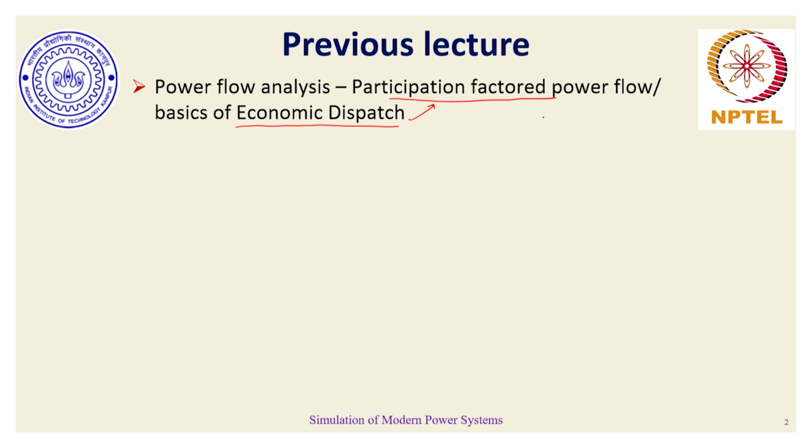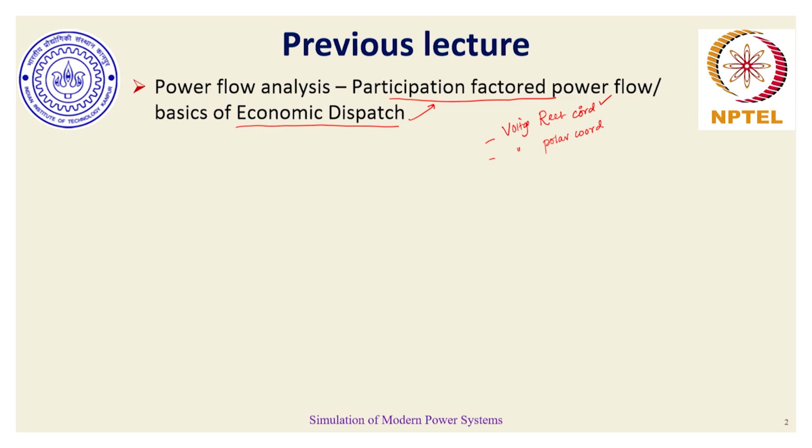The discussion of participation factored power flow was for voltage phasors when they were represented in rectangular coordinates. There was also an example which clarified how this participation factored power flow works when voltages are represented in rectangular form. The same discussion is also applicable for voltage phasors when they are represented in polar coordinates.